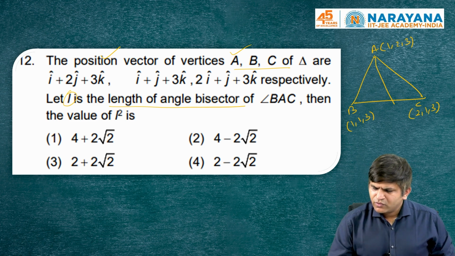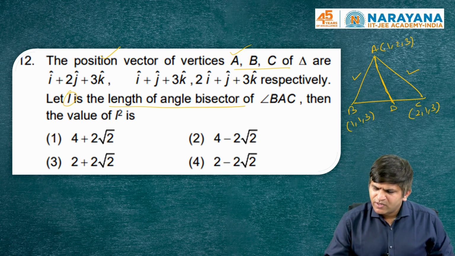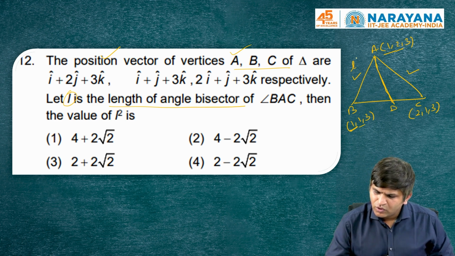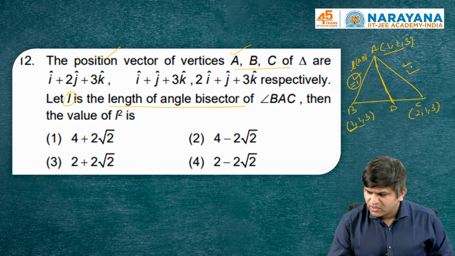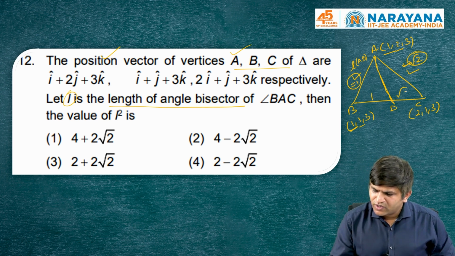Okay. So we know that the angle bisector divides the opposite side, let's say this is D, in the ratio of AB is to AC, the ratio of the adjacent sides. So we can calculate the length of AB. So 1 minus 1 is 0, 2 minus 1 is 1, 3 minus 2. So this length of AB is 1, right? And for this length, if we calculate, this is 2 minus 1, 1 square, 2 minus 1, 1 square, 3 minus 3 is 0. So that will be root 2. So this ratio is 1 is to root 2.